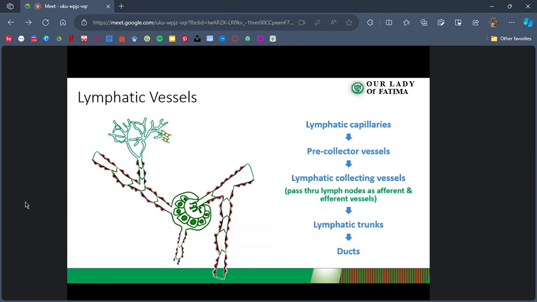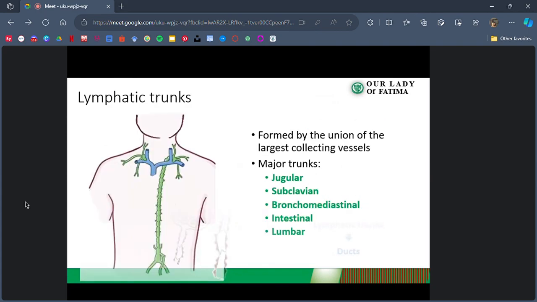The largest collecting vessels will now unite to form the lymphatic trunks. The lymphatic trunks drain fairly large areas of the body. They are named mostly from the regions from which they collect lymph. The major trunks include the jugular trunk that drains the head, the subclavian trunk that drains the upper extremity, the bronchomediastinal trunk that drains the thorax, the intestinal trunk that drains the abdomen, and the lumbar trunk that drains the lower extremity.